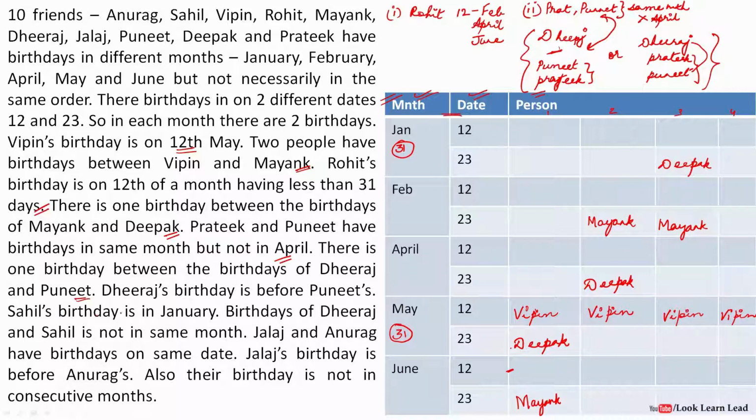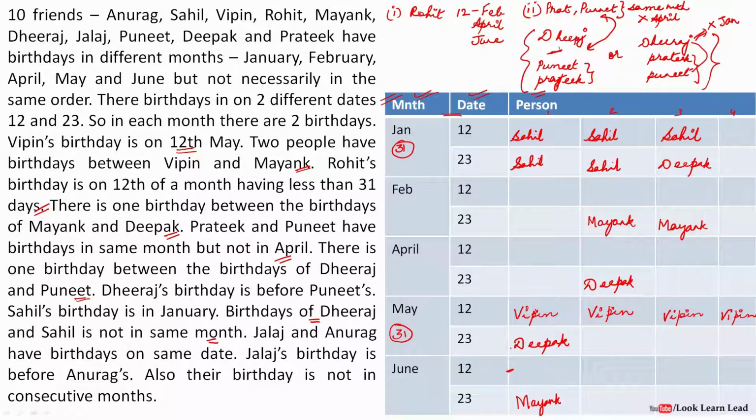We have done that. Sahil's birthday is in January. So Sahil can be here or here because Sahil has his birthday in January. In this scenario also Sahil's birthday can be here. In this scenario Sahil's birthday is fixed. It should be here only. Next, the birthdays of Dheeraj and Sahil are not in the same month. So Dheeraj is not in January. You have to remember that Dheeraj is not January.